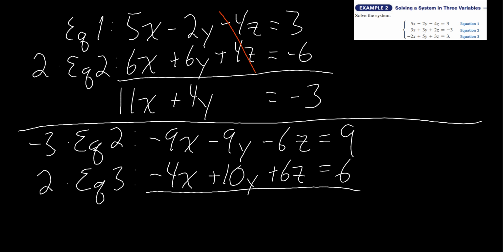Okay, so a negative 9x and a negative 4x is equal to a negative 13x. And then a negative 9y and a positive 10y is equal to just simply y. Again, the whole point of this is to get rid of my z's. And that is equal to 15. Okay. So now I have two equations that I'm looking at here.